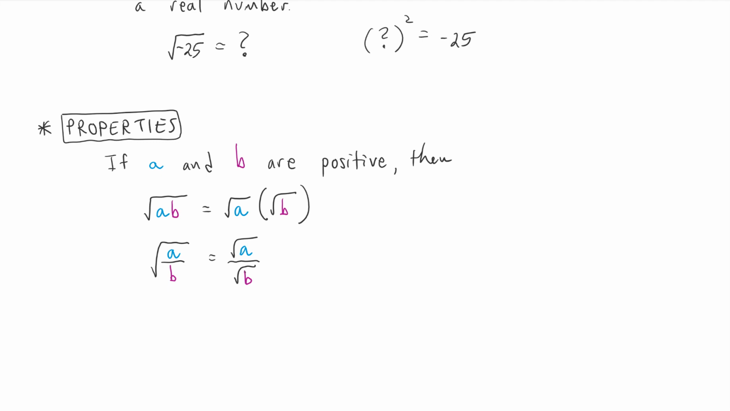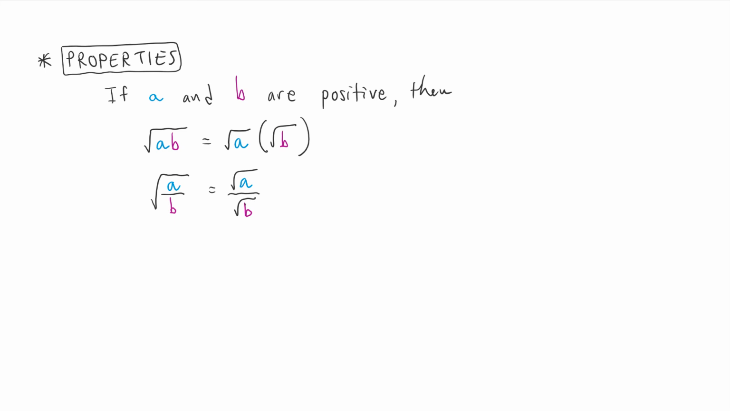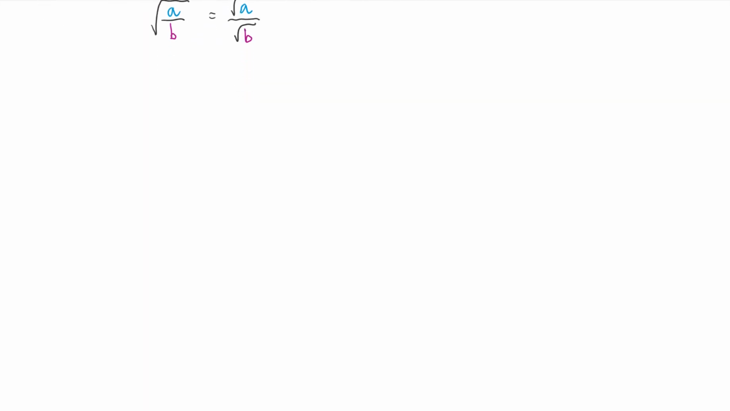A could be 0 for the top one too. Again, it just doesn't provide us with anything useful. The square root of 0 is just 0. So your homework, you're just going to practice finding square roots and using these properties. Now, you won't need to use these properties all the time, but they do prove helpful from time to time.